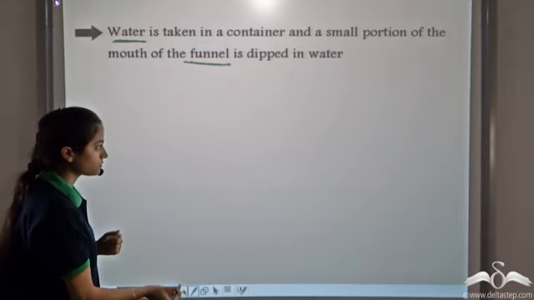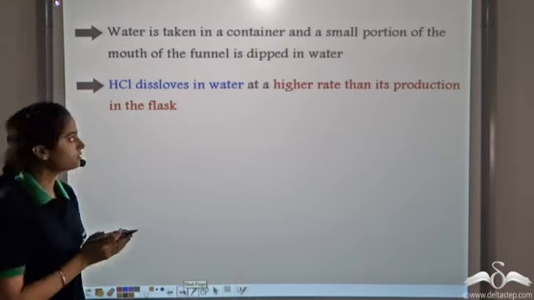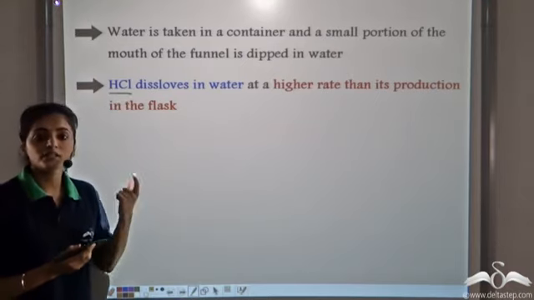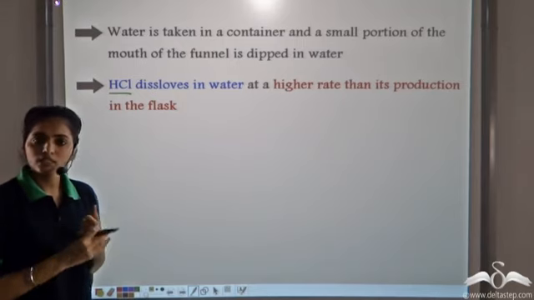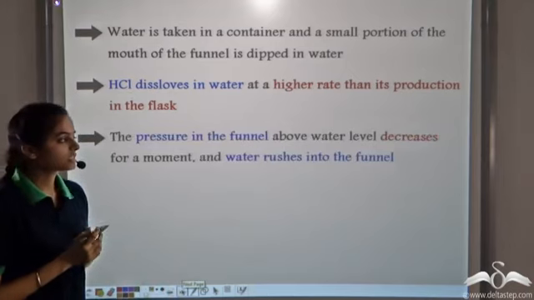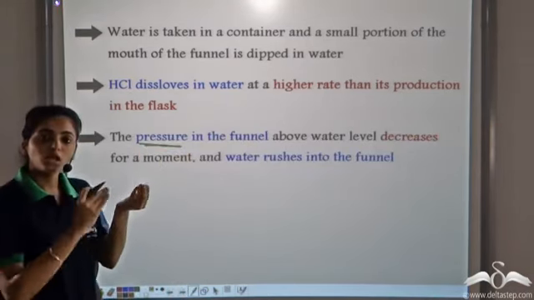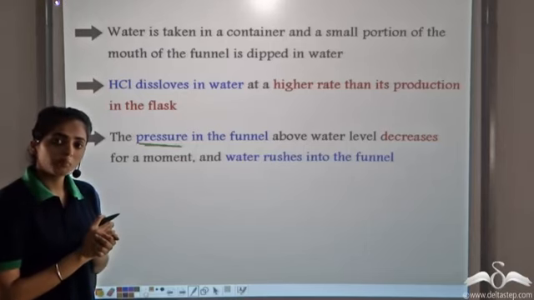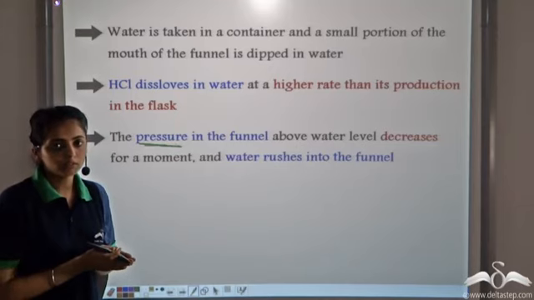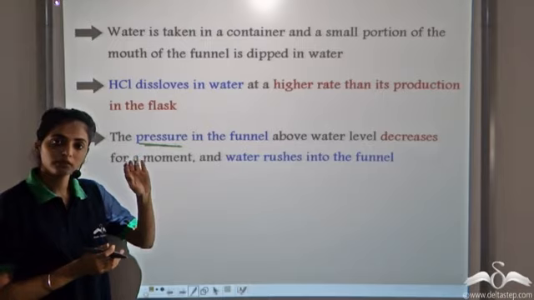Now, since HCl is highly soluble in water, HCl dissolves at a higher rate than it is produced in the flask. Since it dissolves at a very high rate, this creates a low pressure area in the zone above the funnel. So what happens? As the gas dissolves very rapidly in water, there is a low pressure area in the zone above the funnel.